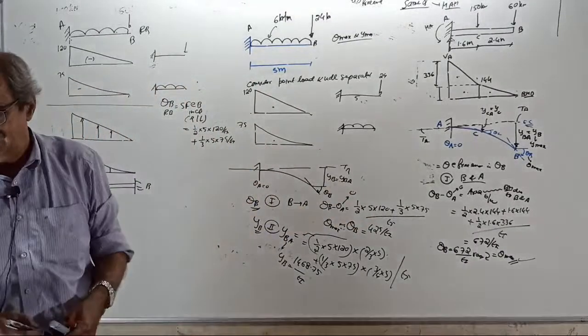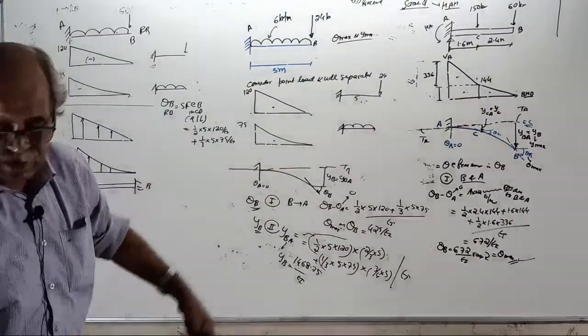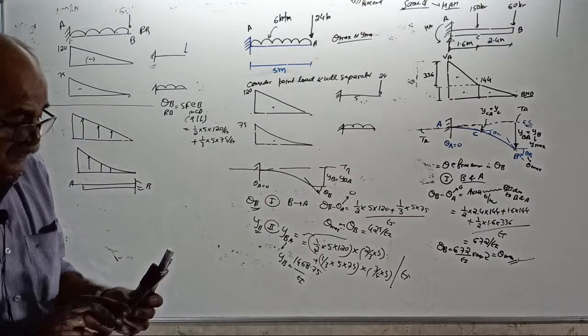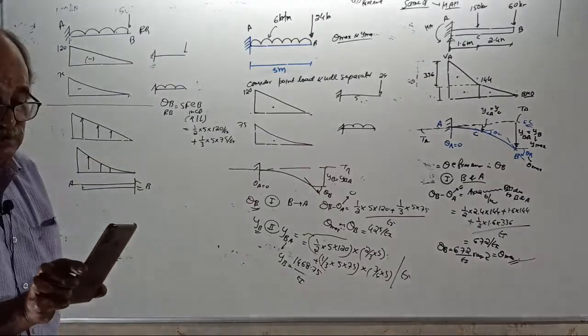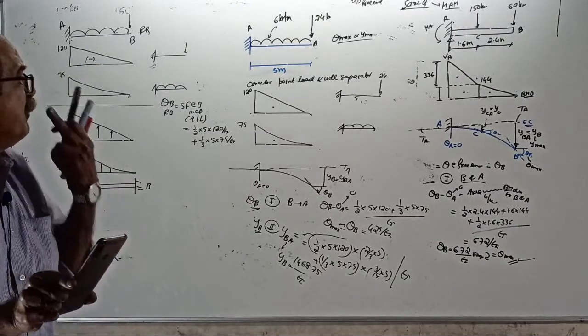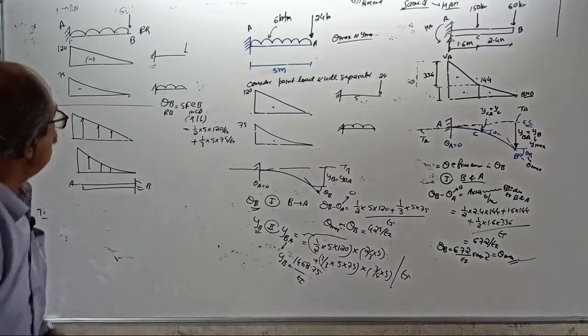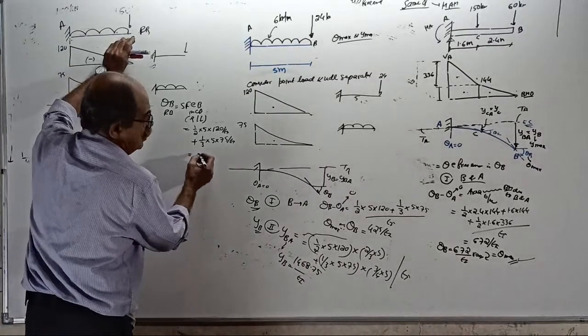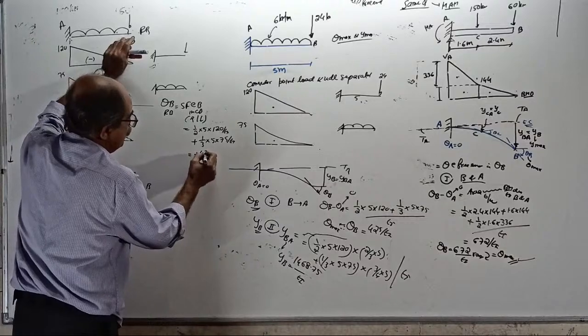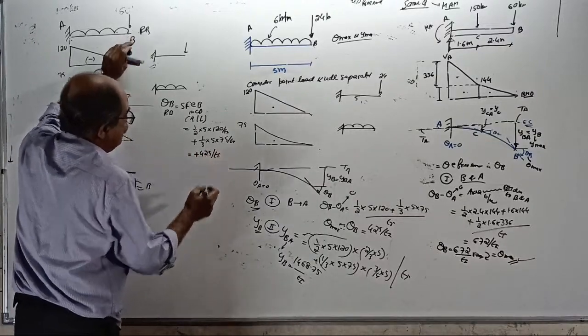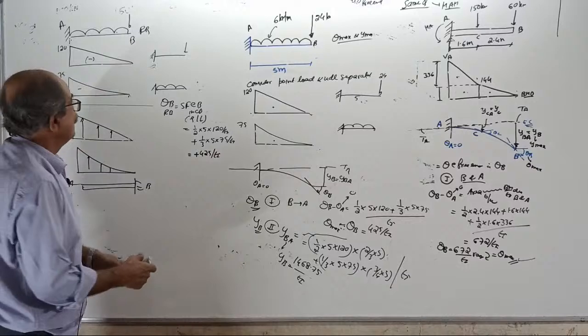Tell me, is this calculation the same as that one? Is there any small change? No. So why waste time? It equals plus 425 by EI. Then write theta B equals 425 by EI radian clockwise.